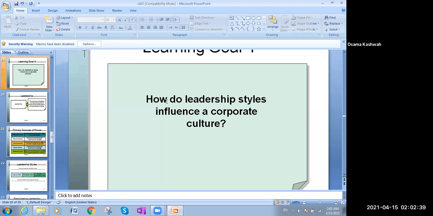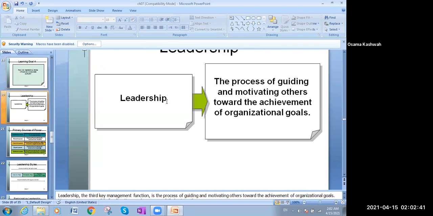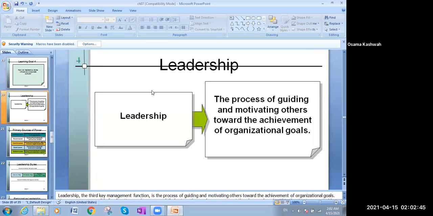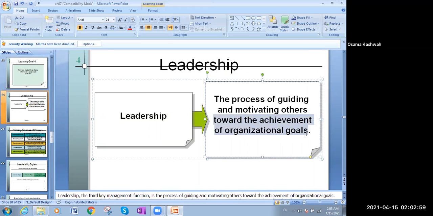And when I was reviewing the management for you, we talked about the types of management, managerial levels. Now, when we go to the leadership, what do we mean by the leadership? Leadership is the process of guiding and motivating others towards the achievement of organizational goals. So I'm moving the people all together with me to work to achieve the organizational goals. Perfect.